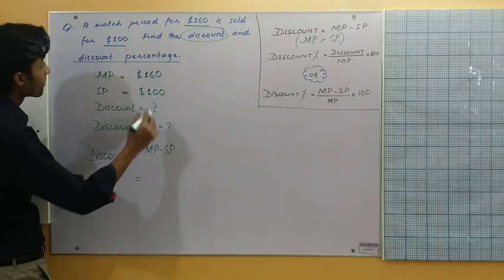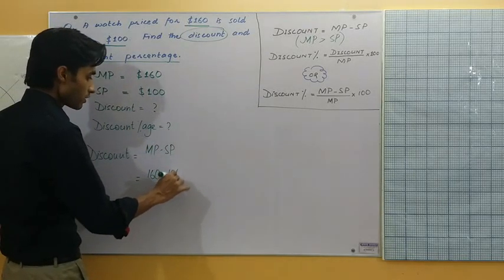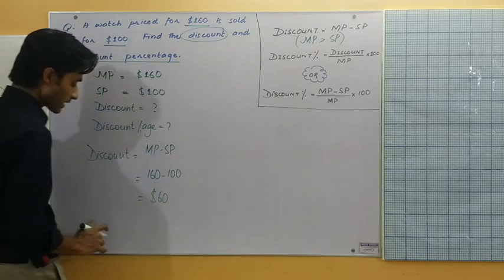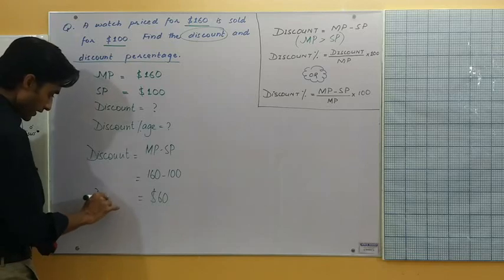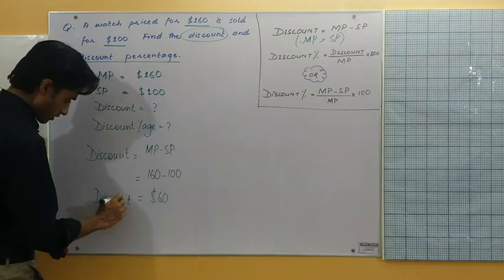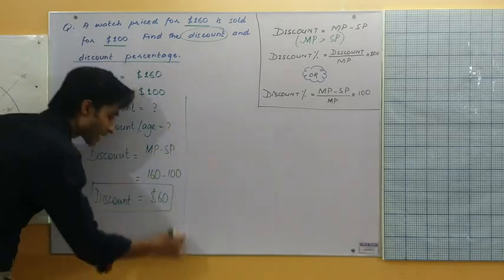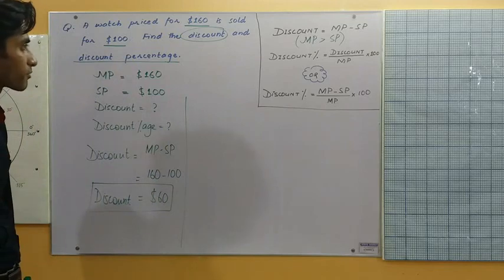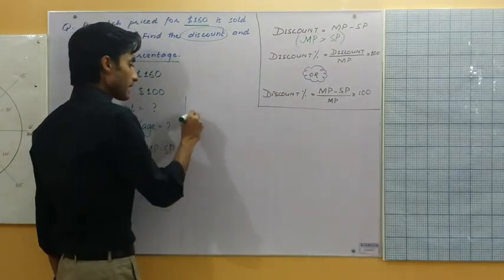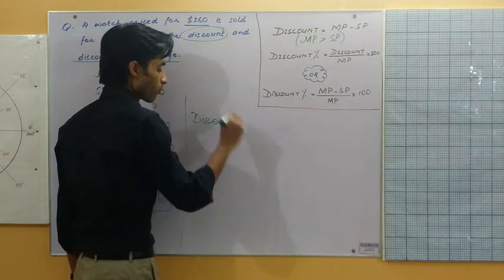So how do I calculate discount? Marked price is how much? 160, minus selling price, how much? 100. So the discount is $60. Discount is also called the reduced price. So this is the discount. Now the second thing that I have to find out is the discount percentage. For discount percentage, I have this formula and I have this formula. I can use both the formulas now.